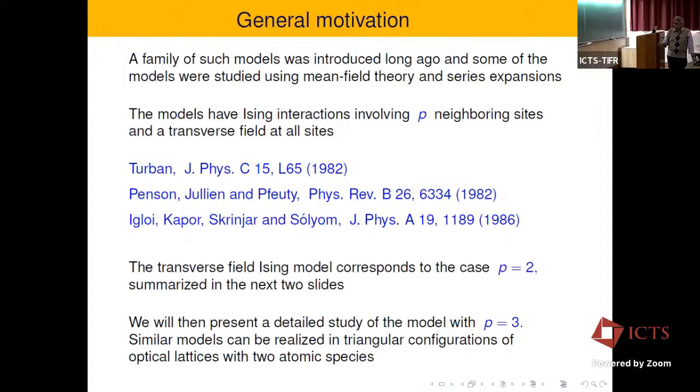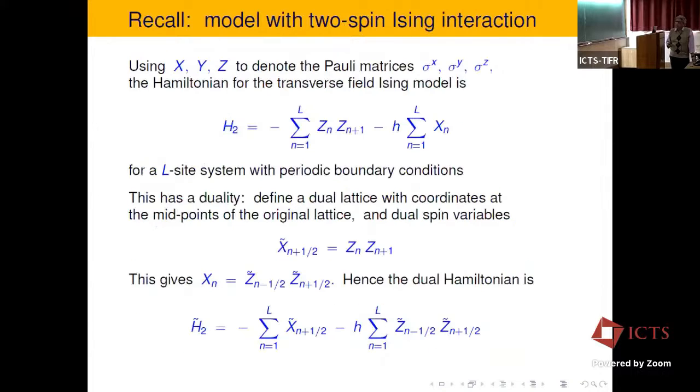And then I'll tell you about our model, which is a 3 spin interaction model. So it turns out there are some systems where this model can probably be realized, or at least models similar to this can be realized in triangular configurations, so a one-dimensional chain of triangles in optical lattices with 2 atomic species. Okay, so that's the experimental motivation.